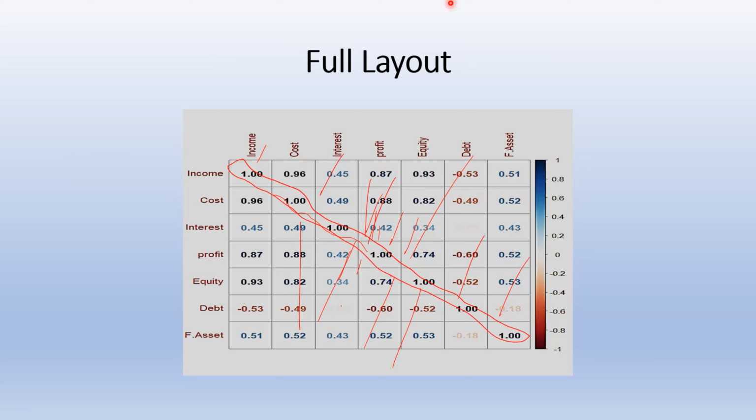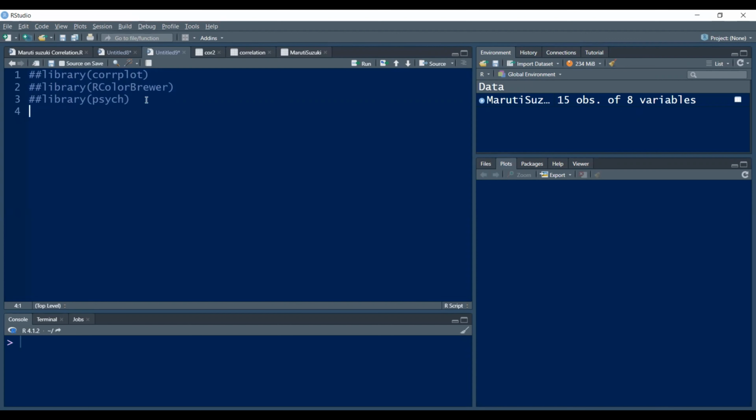So let's move ahead to R. For correlation analysis, we are going to use these three packages: library corrplot, library RColorBrewer, and library psych. But I have commented them out because initially I want to use the basic functions which are available with the base package in R. Once we use these correlation functions in the base package, then we will use these libraries.